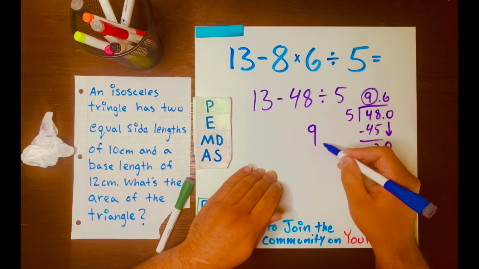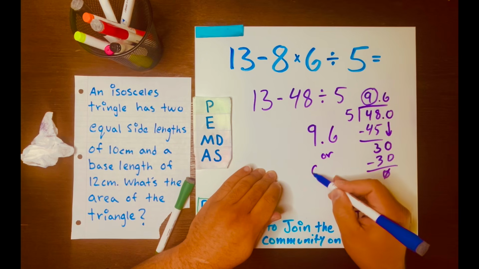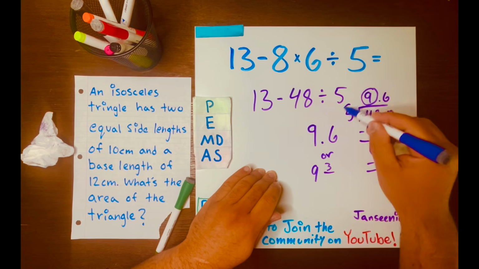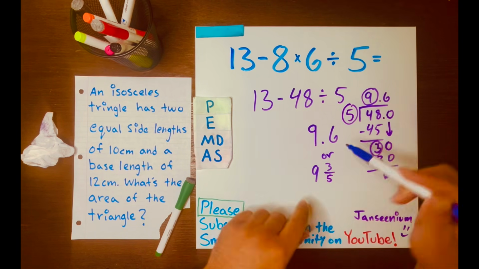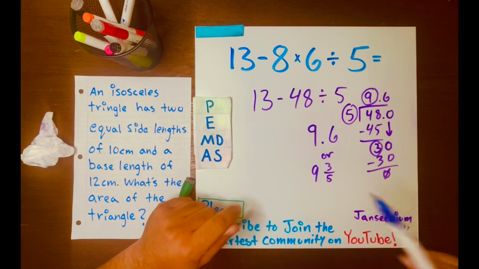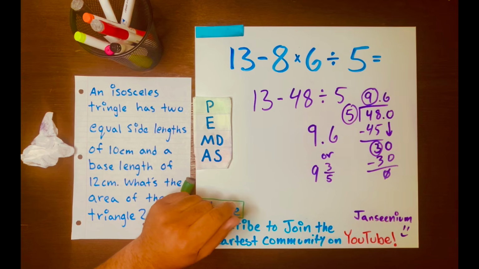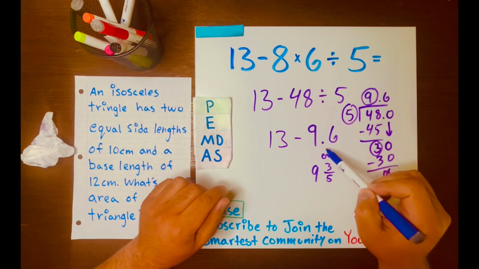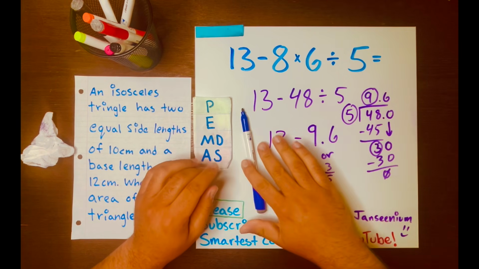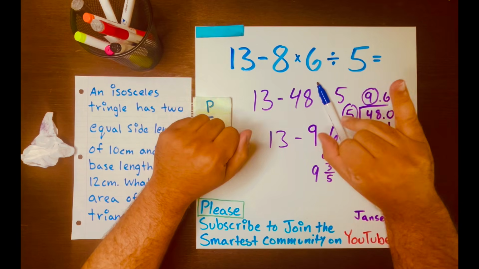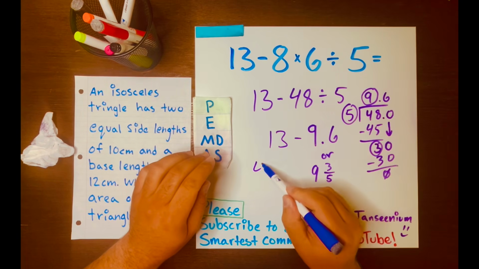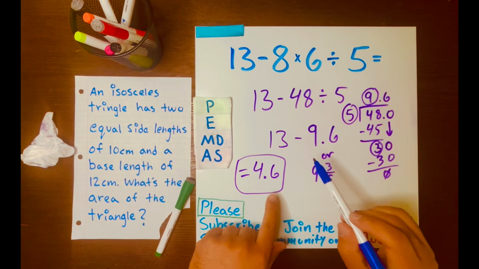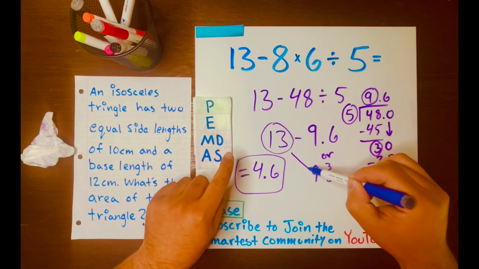So you'll have 9.6 or 9, the remainder 3, right, a mixed number, over, and then this 5 goes below the fraction bar. So now you have these two. 9.6 or 9 and 3 over 5, and then you subtract. So 13 minus 9.6 will give you, so you have 13. You drop 9, you have 3/4, so you'll have 4.6 as your answer, or you'll subtract this 13 to this 9.